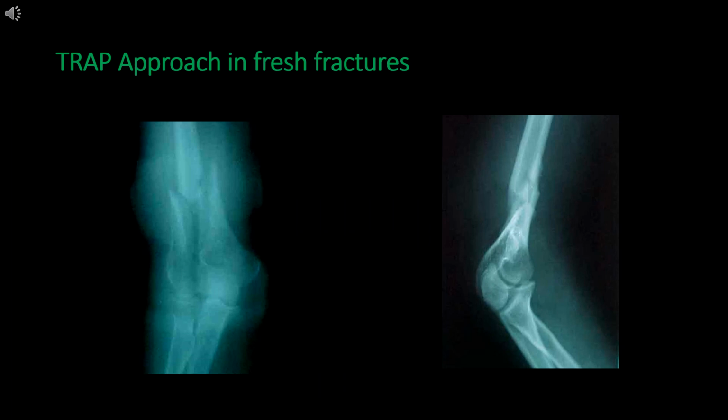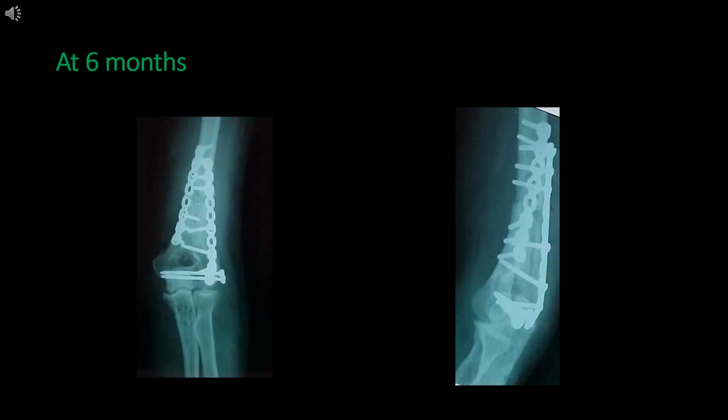This approach can be used for the fixation of fresh fractures, non-unions, and even fractures of the lower third of the humerus. You can see an intercondylar fracture extending up to the lower third of the humerus in this X-ray, and you can see the post-operative X-ray, both condyles fixed with recon plates placed perpendicular to each other.